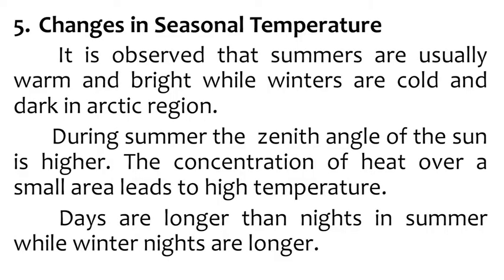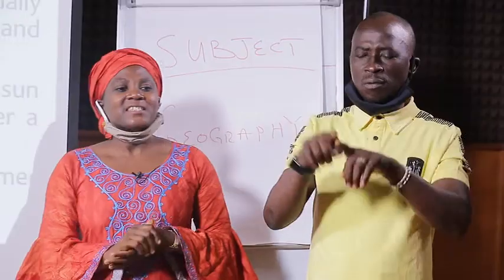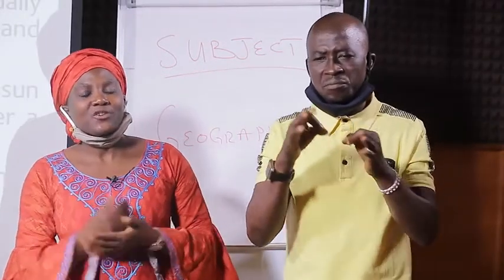Next, we have number 5, which is changes in the seasonal temperature. It is observed that summers are usually warm and bright, while winters are cold and dark in the Arctic region. During summer, the zenith of the angle of the sun is higher. The concentration of heat over a small area leads to high temperatures. Days are longer than nights in summer, while winter nights are longer. It still explains the longer days and shorter nights.